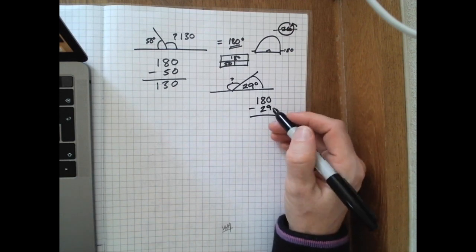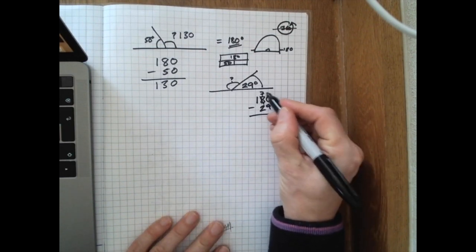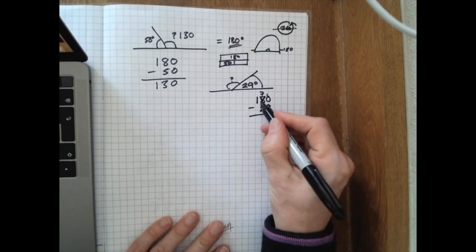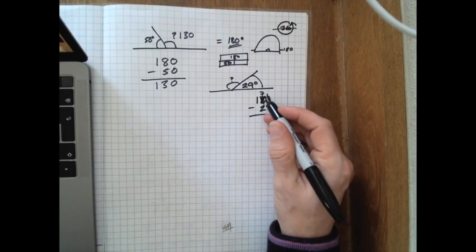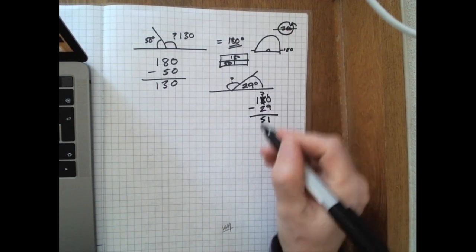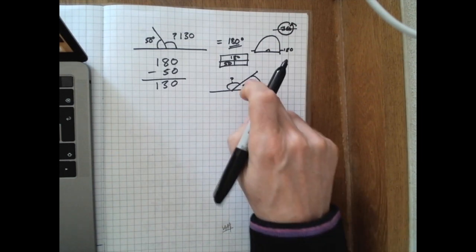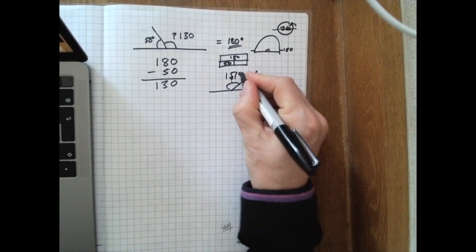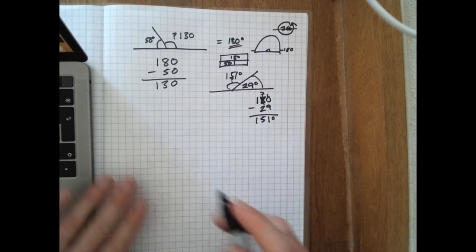0 take away 9. Can't do that. So we need to exchange. We need to take from that. So that one's not an 8 anymore, it's a 7. This one's not a 0, it's a 10. 10 take away 9 is 1. 7 take away 2 is 5. 1 take away nothing is 1. So we've got 151 plus 29, 151 is our answer. And if we add those two together, we'll get our 180.